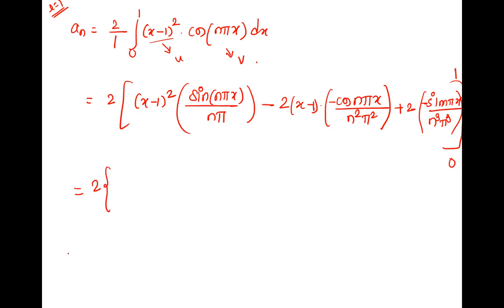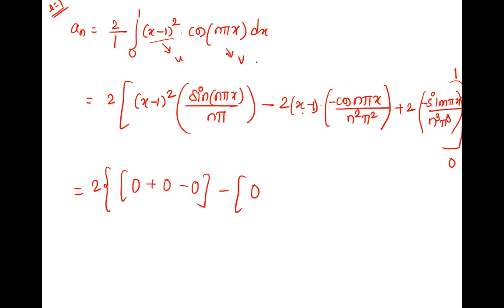Let's go with upper limit 1. If x is 1 here, 1 minus 1 is 0. Whatever the plus and minus, we'll check it later. And sin n pi is also 0. So the whole upper limit is 0. Minus the lower limit: if x is 0, sin n pi x is sine 0, which is 0.